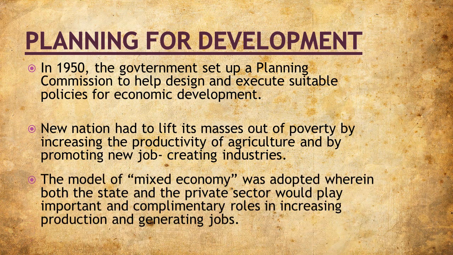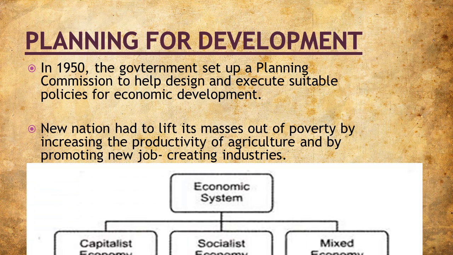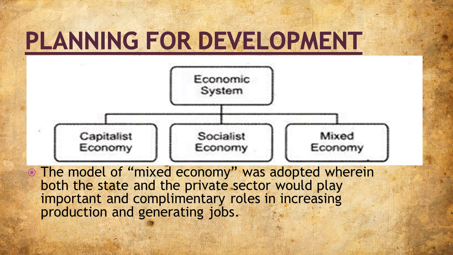So, one thing that the Planning Commission decided in 1950 was that India is going to be a mixed economy. Now, what is that? There are three types of economies, that is capitalist economy, socialist economy and mixed economy. In a capitalist economy, most of the resources are owned by the private sector. That means the industries, schools, colleges, hospitals, etc. would be controlled by private sector.